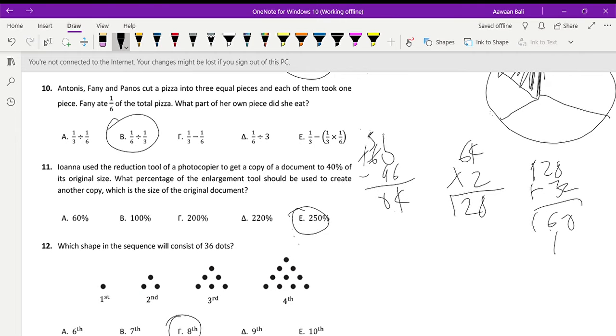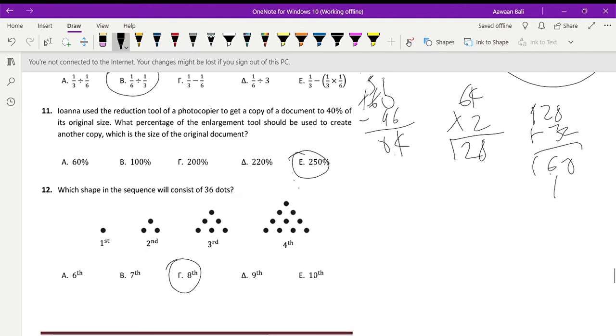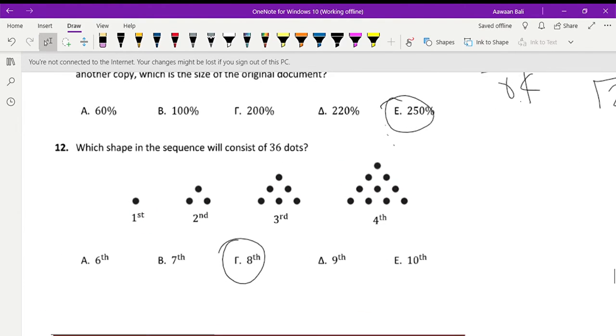Basically, what it actually said is that since a document is 40% of its original size, it was reduced by 60%, which means once we get that 64, if we do 250%, which is basically 64 times 2 and then plus the half of 64, you get 160. Therefore, the answer is eta.